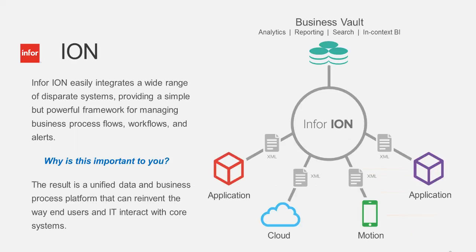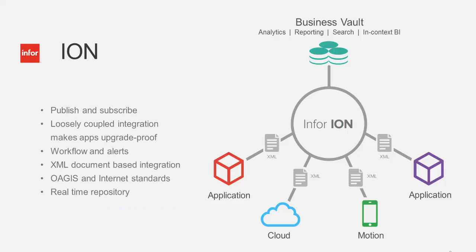Infor's Ion technology lets you easily integrate both Infor and non-Infor systems, so your applications can speak to each other and share data without complex integrations or customizations. XML business object data flows real-time into Ion, shredding and normalizing data into a central business vault used for search, inquiry and report, analytics, and even in-context business intelligence.